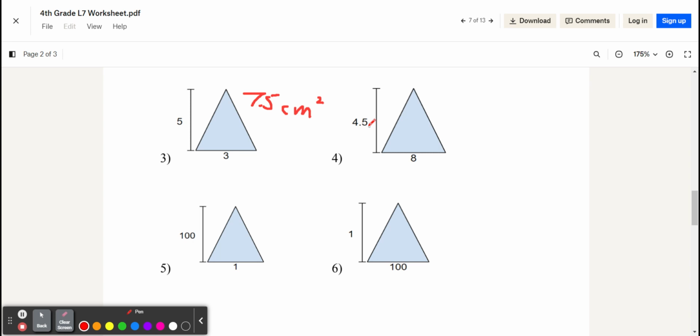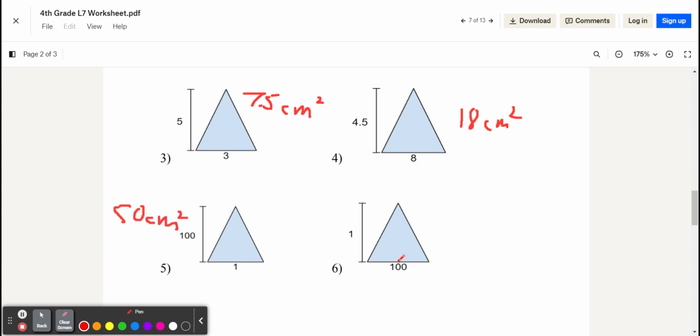This problem, we have 4.5 times 8 times 1/2. 4.5 times 8 will be 36. Times 1/2 is 18. 18 centimeters squared. And then here we have 100 times 1 divided by 2, which will be 50 centimeters squared.